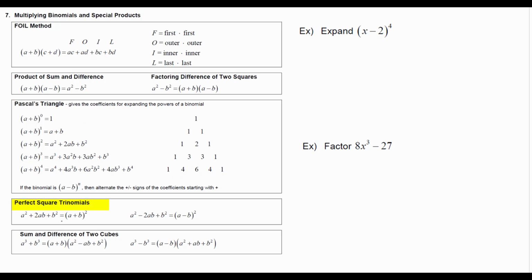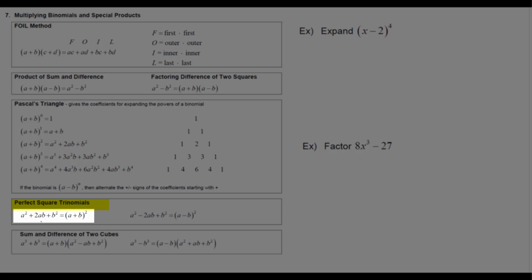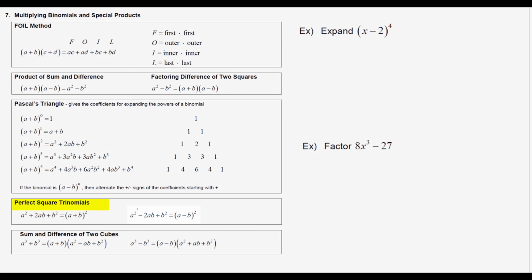Perfect square trinomials. A squared + 2ab + b squared and a squared - 2ab + b squared are called perfect square trinomials, and they are then (a + b) squared and (a - b) squared.